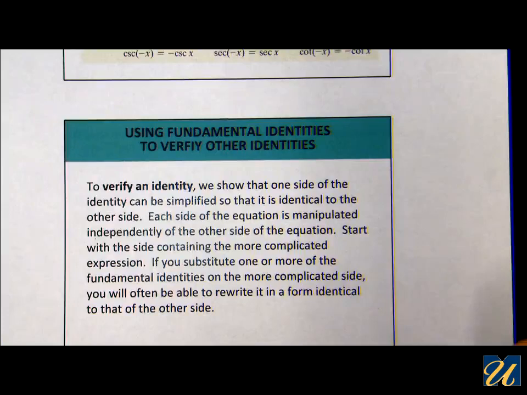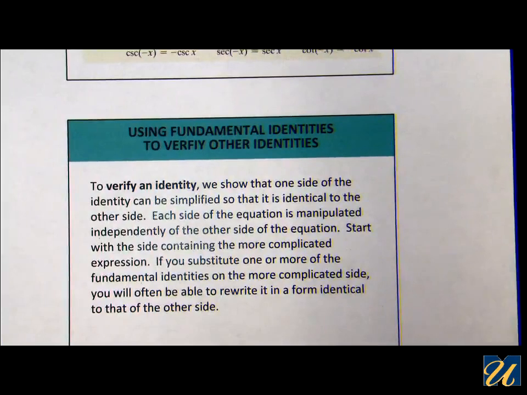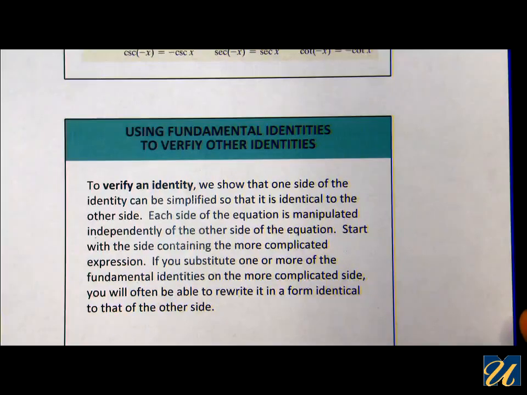Start with one side containing the more complicated expression. If you substitute one or more of the fundamental identities on the more complicated side, you will often be able to rewrite it in a form identical to that of the other side. So there's two ways to proceed. Work left side only until you end up with the right side, or equivalently, start on the right side and manipulate until you end up with the left, or you are allowed to work both sides independently of one another until you've reached equality on both sides.